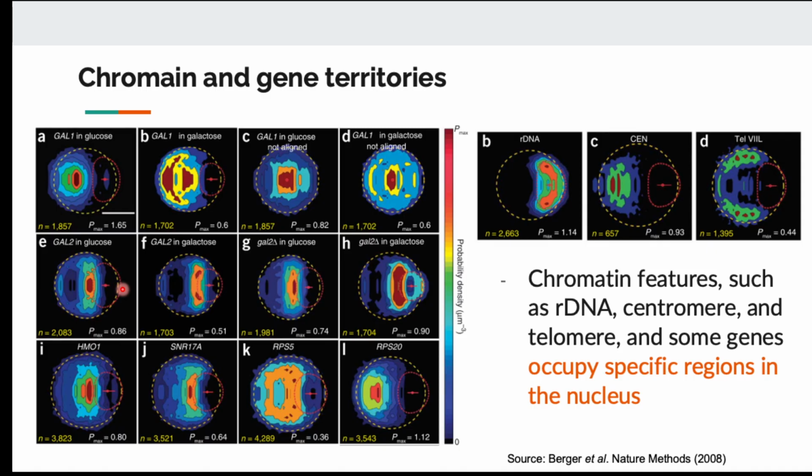Under galactose condition, GAL2 is still in the same region, but now it's kind of spread out a little bit. So we can see the dynamics when genes need to be activated or deactivated. It's not only just about transcription factor binding, not only just about changing the state of the chromosome, it's also about positioning of the chromosome inside the nucleus.